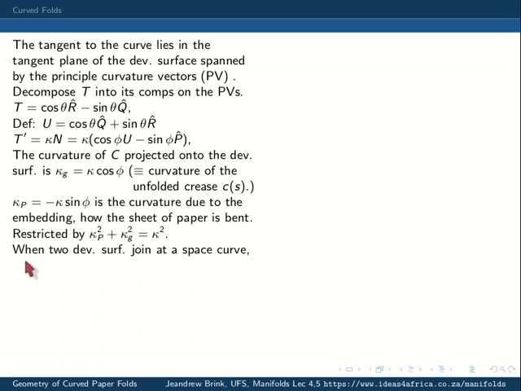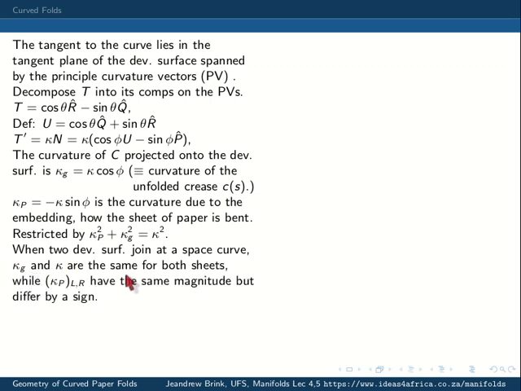So when you join two developable surfaces at a space curve, kappa G and kappa are the same for both sheets, while kappa P, and this is how I indicate the left and the right sheet, have the same magnitude but differ by a sign.